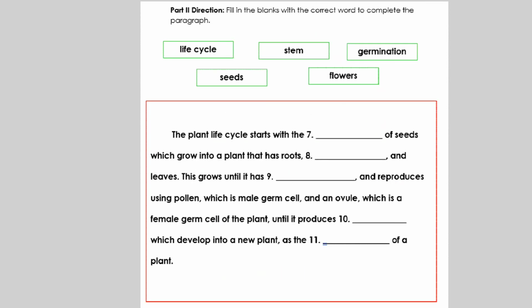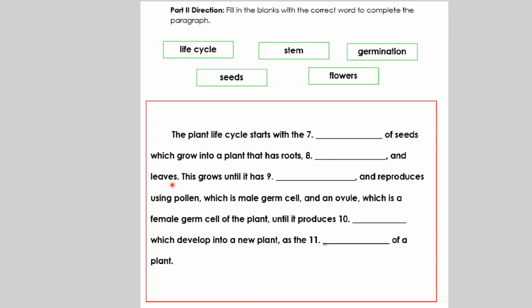So we have part 2. All you have to do is fill in the space provided here. So we have 7, 8, 9, 10, and 11. We have the choices: life cycle, stem, germination, seeds, and flowers. This is the paragraph that I want you to fill in the blanks. So the plant life cycle starts with the, what is the start again? Of the seeds which grow into a plant that has roots, blank, and leaves.